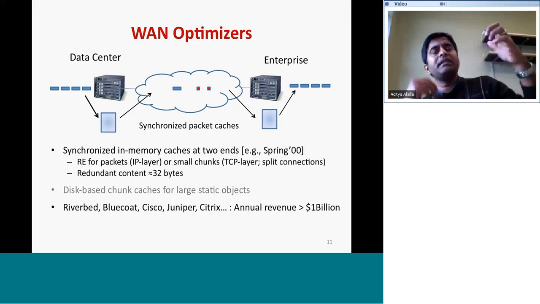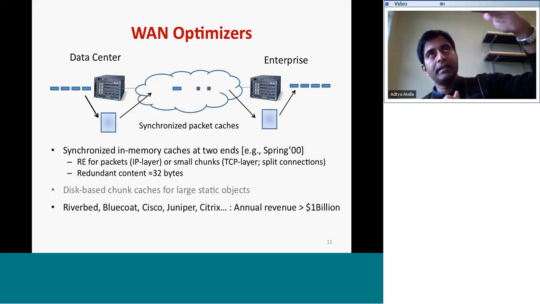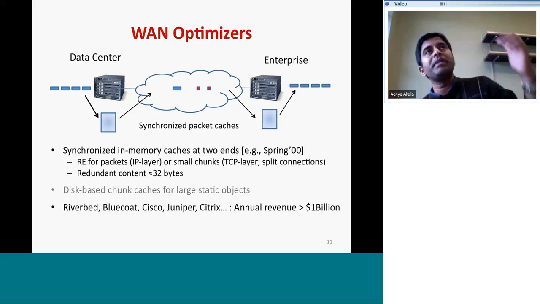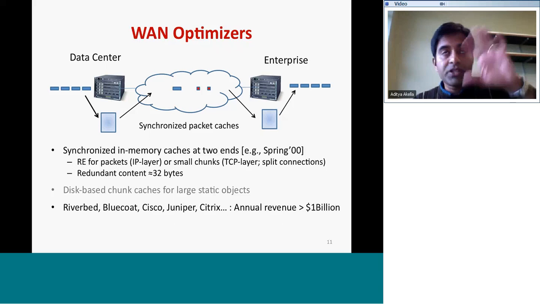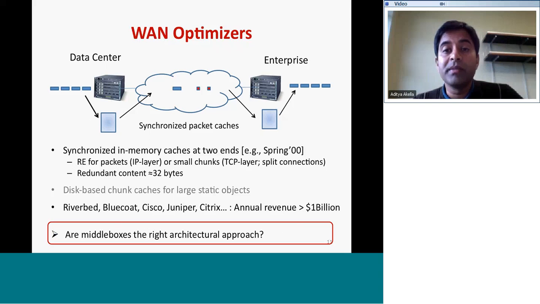And typically these caches are in memory, and they have a separate set of disk-based solutions for optimizing much larger chunks of data, like whole archival or backing up of data. I'm not going to cover the specific details for that, but let's just focus on the in-memory systems for now. So this is how WAN optimizers work, and this is how they would use middleboxes to do WAN optimization.